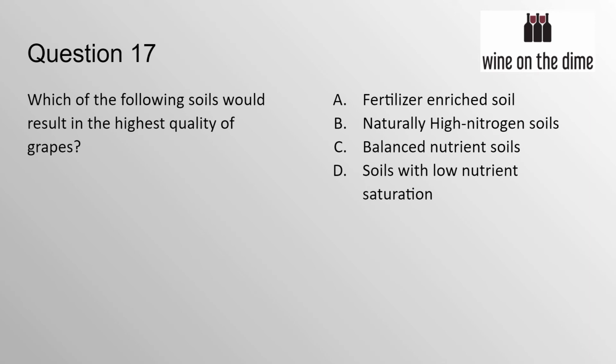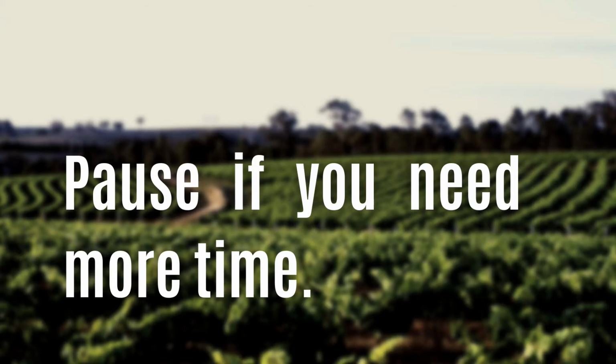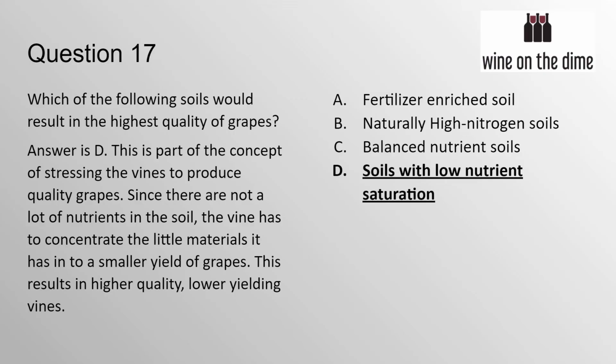Fertilizer-enriched soil, naturally high nitrogen soils, balanced nutrient soils, soils with low nutrient saturation. The answer is D, and I know that sounds a little counterintuitive, but there's a reason behind it. This is part of the concept of stressing the vines to produce quality grapes.